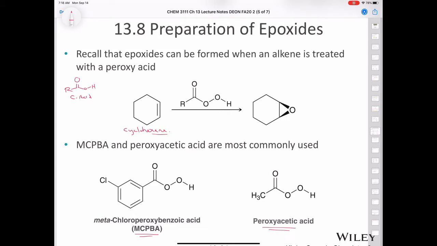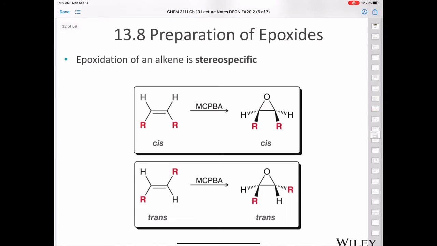And so moving forward, anytime we're making an epoxide, just like in this reaction shown up here, anytime we want to make this functional group, this epoxide, you could either put MCPBA or you could put peroxyacetic acid, and I would accept either one. And you're probably saying this is nothing new because you learned these reactions back in the alkenes chapter. But something that we didn't discuss before is the fact that epoxidation of an alkene is stereospecific.